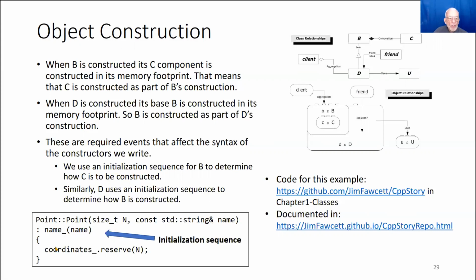For the point class, we needed to do one thing that we couldn't do conveniently in an initialization sequence. We needed to reserve space for the n coordinates. If you've forgotten, and that doesn't make sense to you, go back and look at video 3. We talk about the point class in some detail.